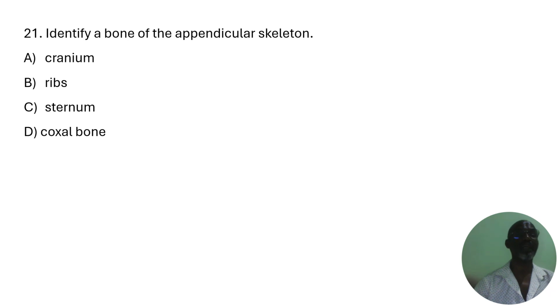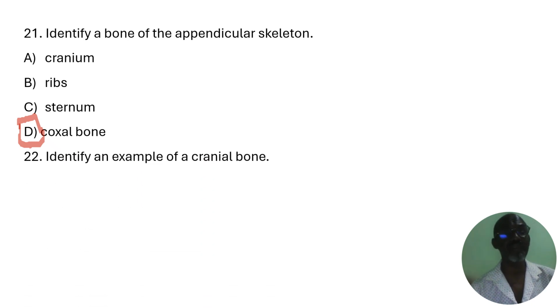Question number 21. Identify a bone of the appendicular skeleton. Cranium, axial. Ribs, axial. Sternum, axial. Coxal, this is the hip bone. The hip bone is the pelvic girdle. It is part of the appendicular skeleton.